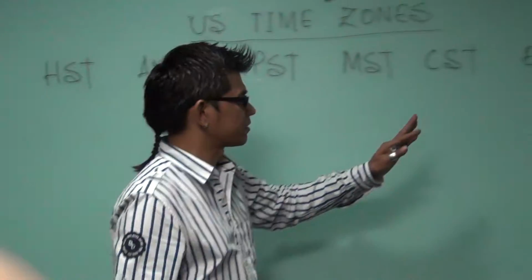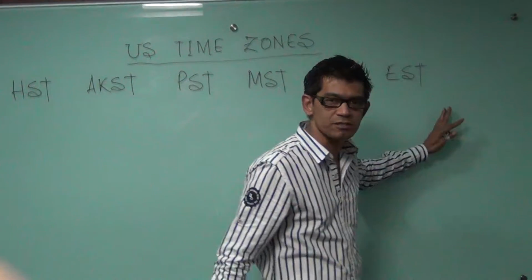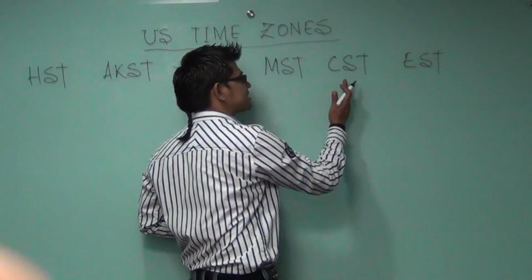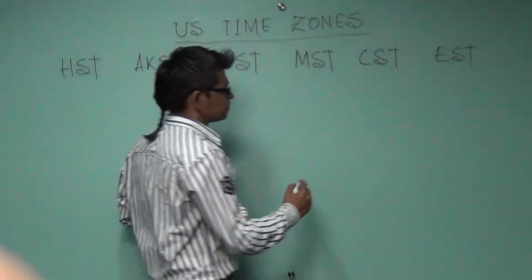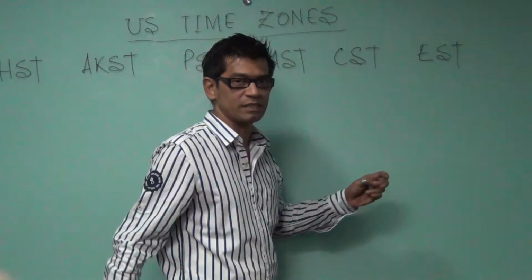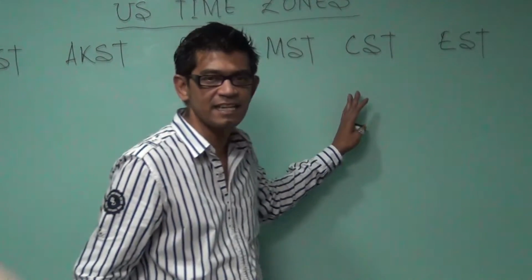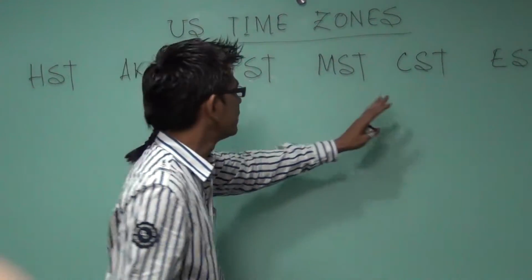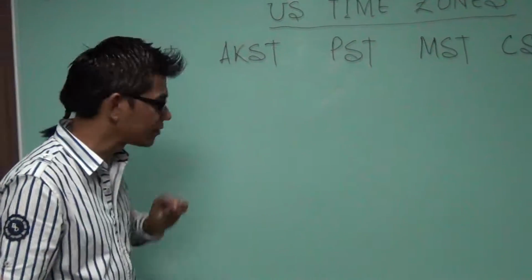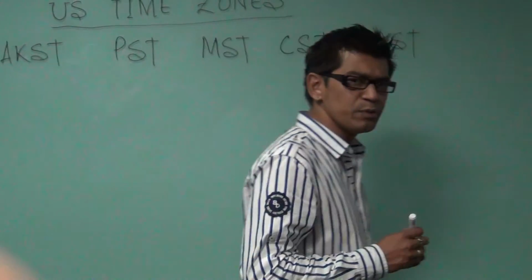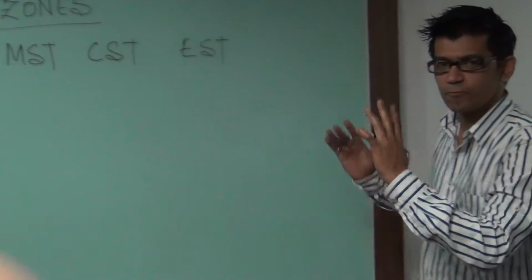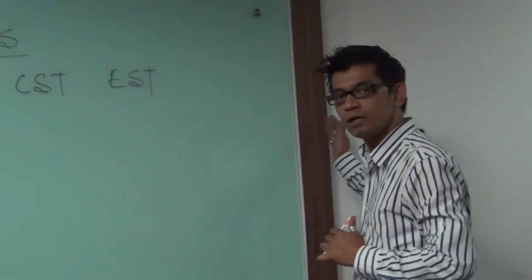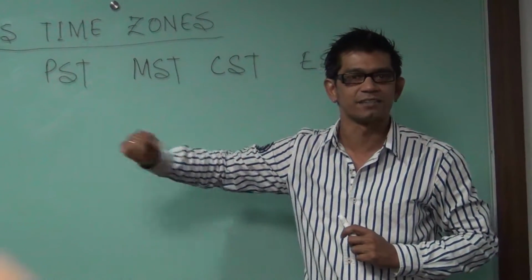Now if I start looking from the eastern side, which is the first one, EST, the difference between these time zones is 1 hour. For example, the difference between EST and CST is 1 hour, CST and MST 1 hour, and so on and so forth. Now today we would like to see what's the difference between IST, or Indian Standard Time, and the American Standard Times.